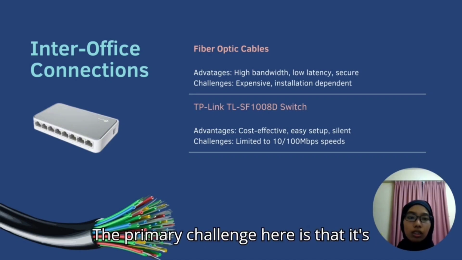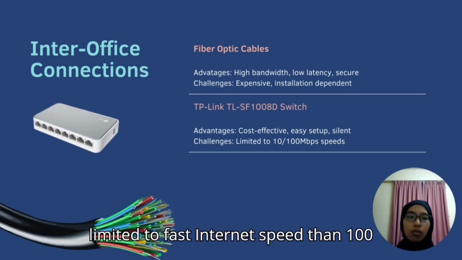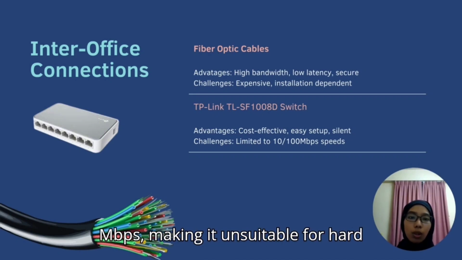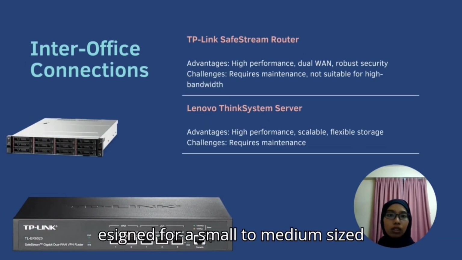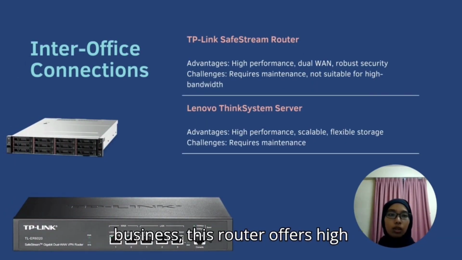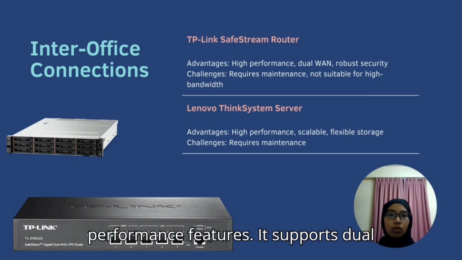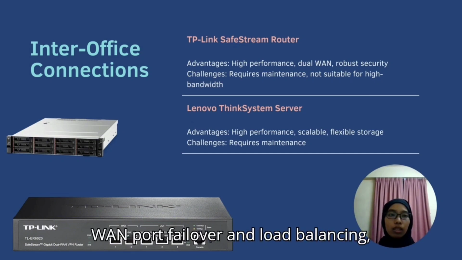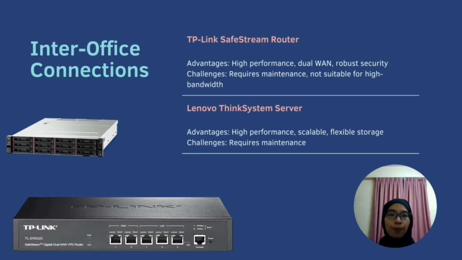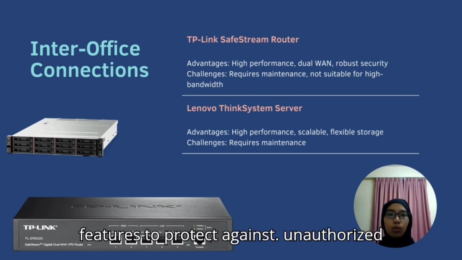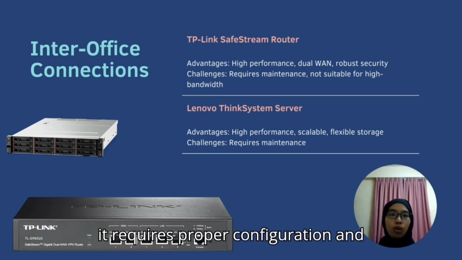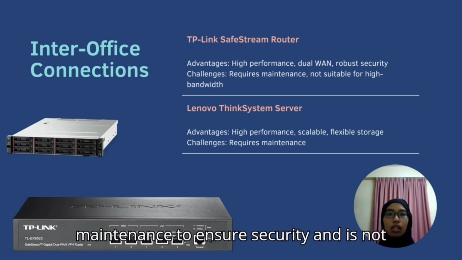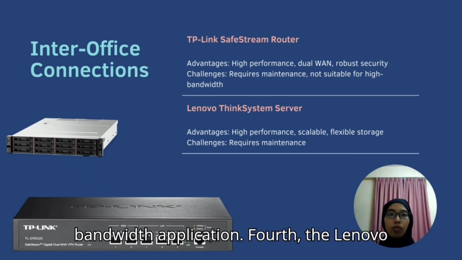The primary challenge here is that it's limited to Fast Ethernet speed, 10/100 Mbps, making it unsuitable for high bandwidth applications. Third, the TP-Link SafeStream router. Designed for small to medium-sized businesses, this router offers high-performance features. It supports dual WAN, both failover and load balancing, ensuring reliable internet connectivity. The router also has integrated VPN functionality and robust security features to protect against unauthorized access and cyber threats. On the downside, it requires proper configuration and maintenance to ensure security, and it's not suitable for large-scale or high-bandwidth applications.